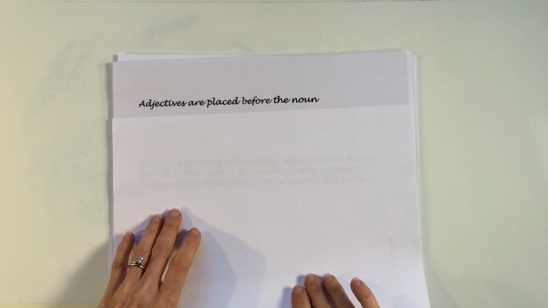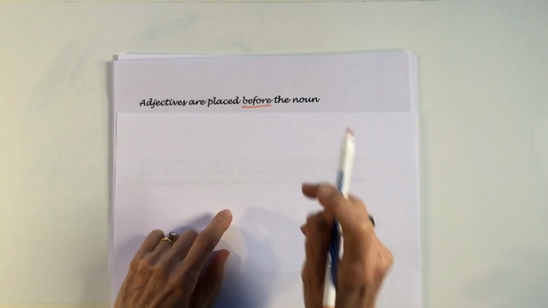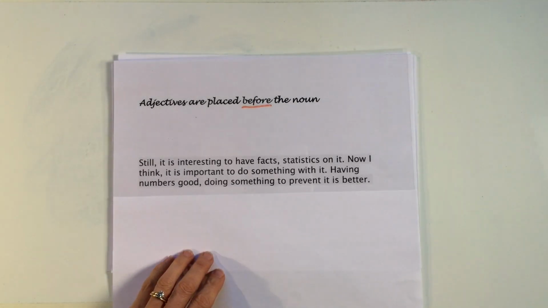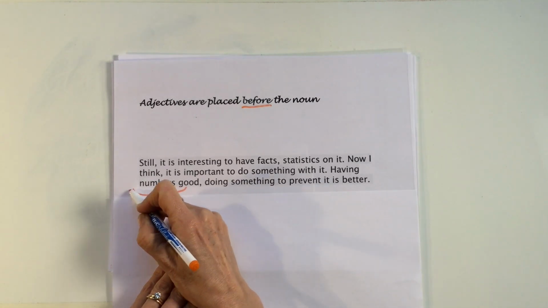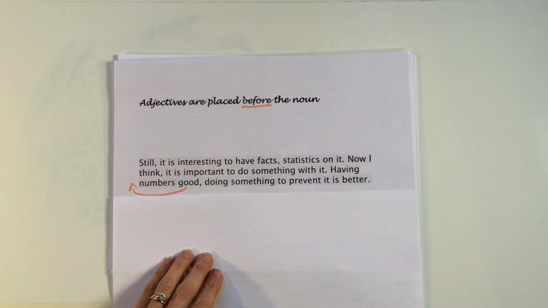The last video was on determiners. This one is on adjectives. Well, first, remember that adjectives should be placed before a noun. In this sentence, then, talk about good numbers.